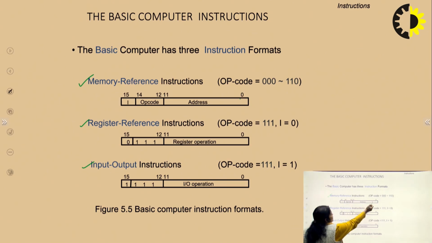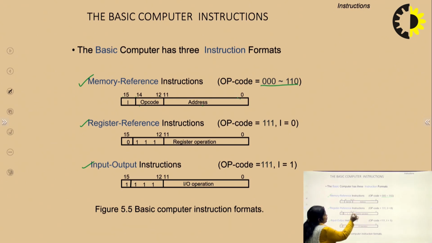Now, you can see here 0 to 11 represent the address, 12 to 14 represents the opcode, and 15 represents the I. That is, the I is the mode. Now, how can you understand whether this is a memory reference or a register reference? With the help of the opcode. If your opcode is 0 to 6, or 000 to 110, then definitely it is a memory reference instruction.